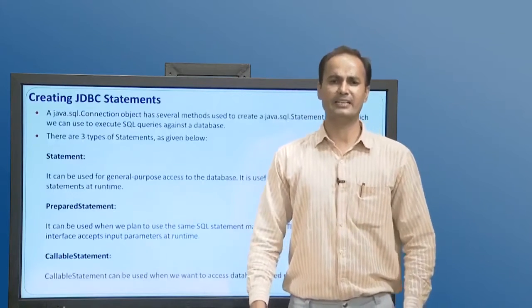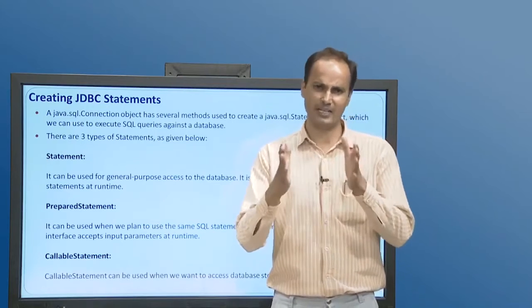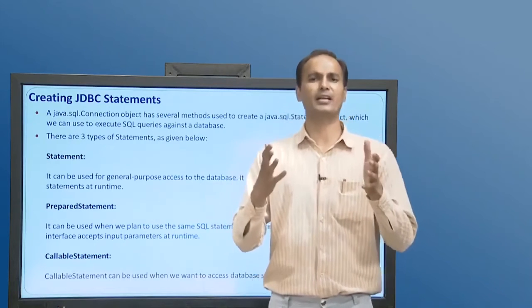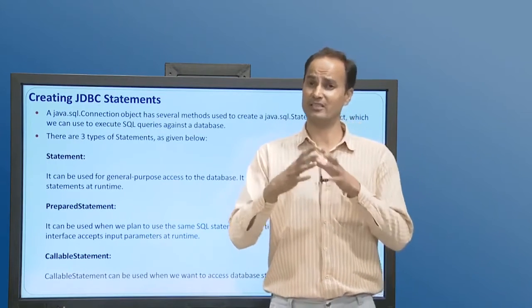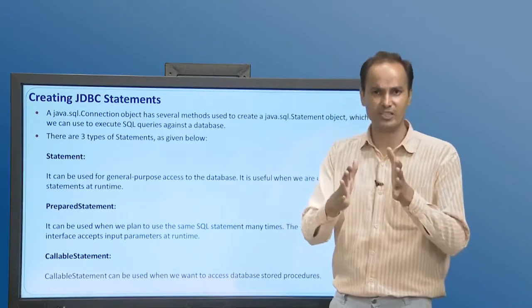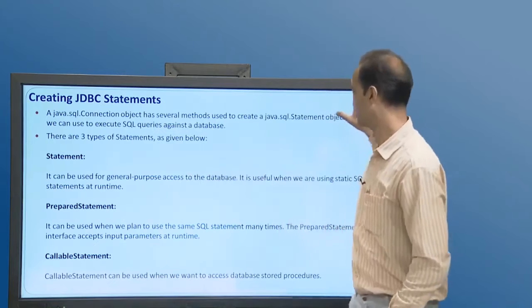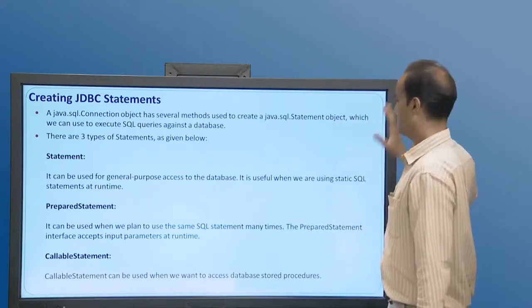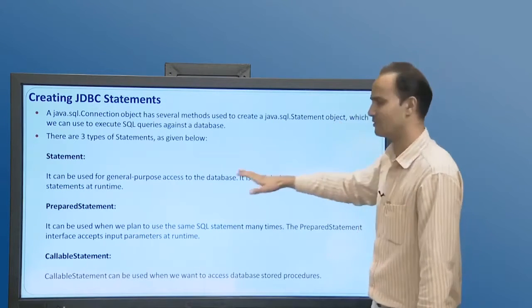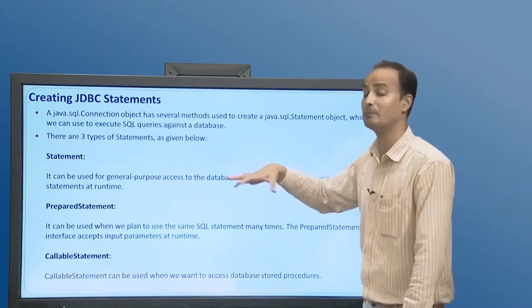Now, creating a JDBC statement. Statements allow us to fire queries to the underlying database. There are three kinds of statement available in JDBC. One is the normal Statement that we have already seen, used for general purpose access to the database. It is useful when we are using static SQL statements at runtime. The second is the PreparedStatement.